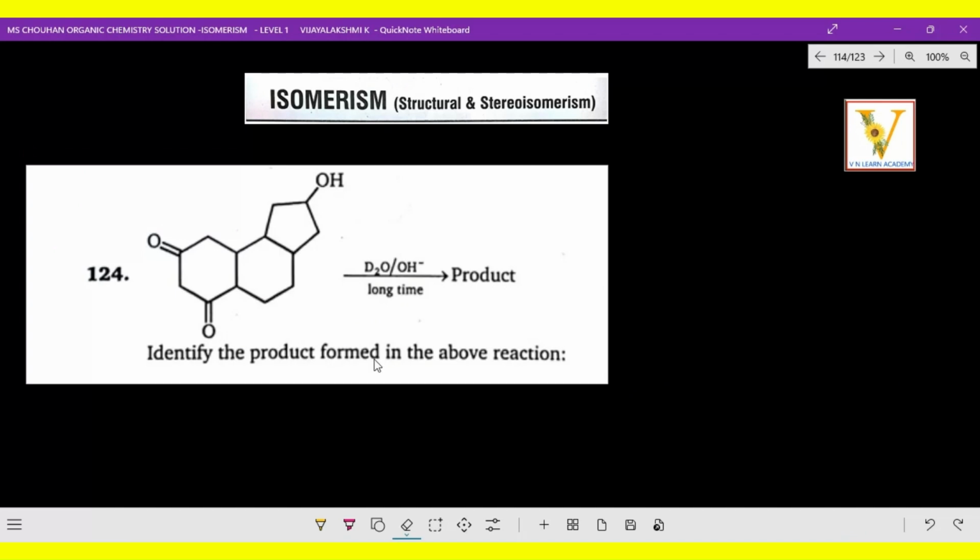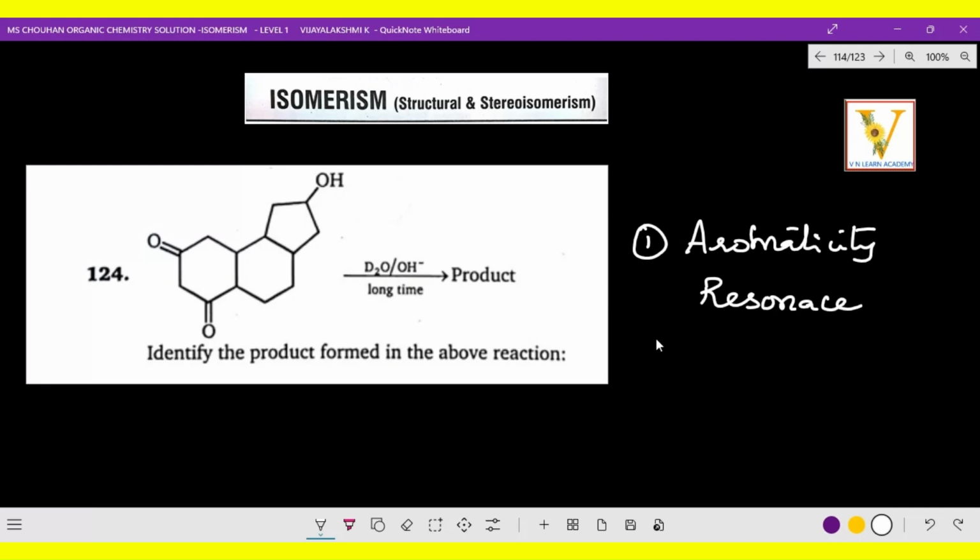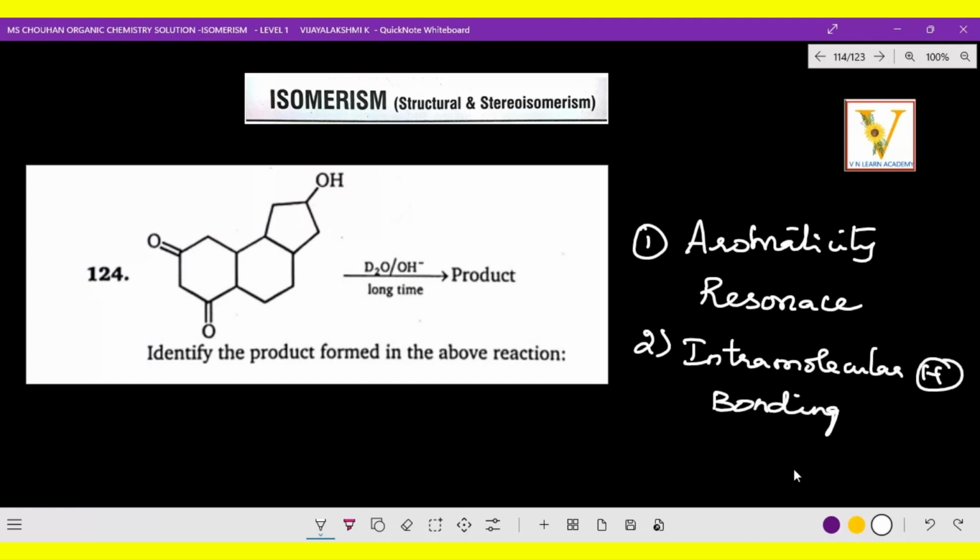Identify the product formed in the above reaction. The same idea, keto-enol tautomerism only. So four main points can favor keto-enol tautomerism. The first one is aromaticity. Why are we giving that importance to aromaticity? Because resonance will be there. Now the second one is intramolecular hydrogen bonding. Why? It will be very strong because it is within the molecule.